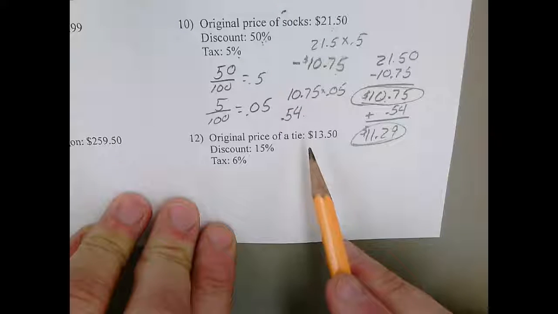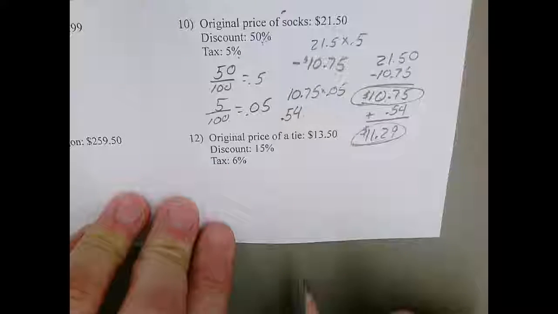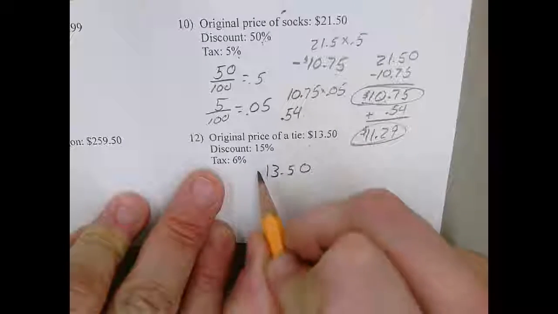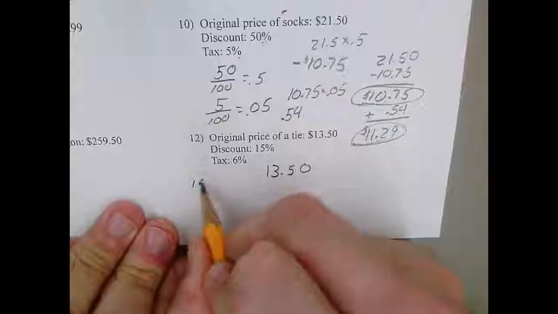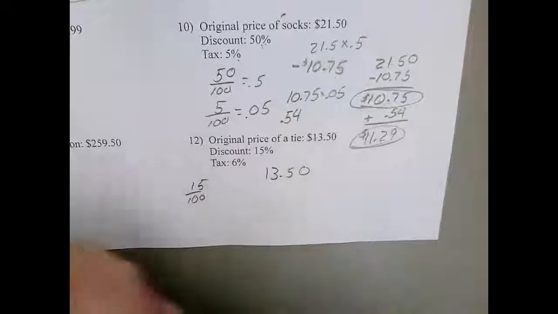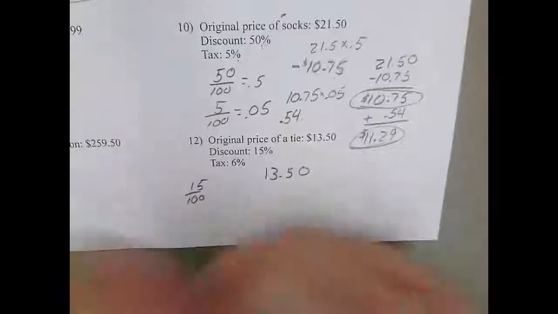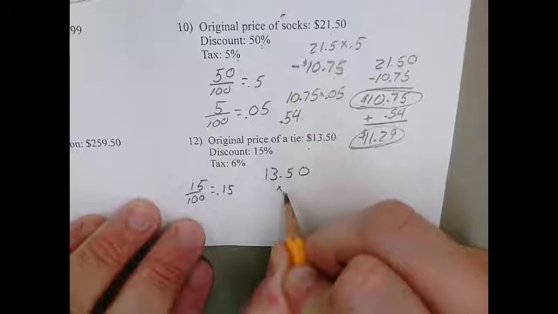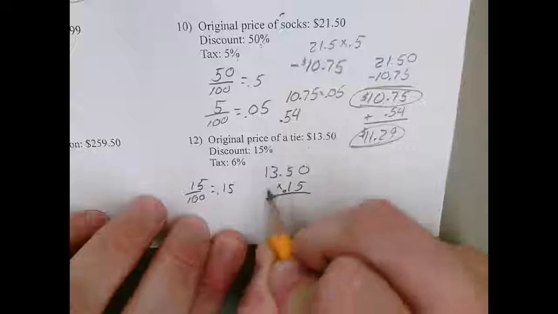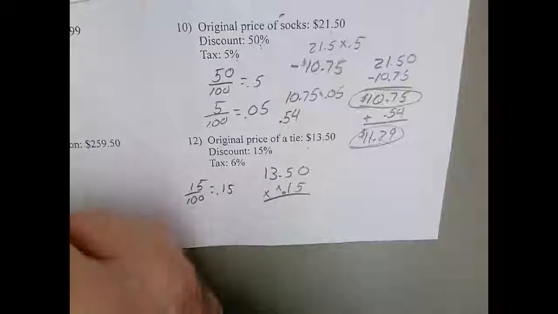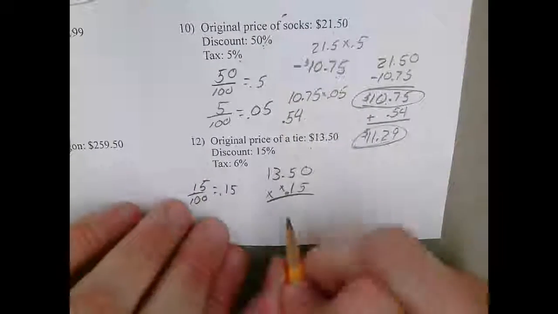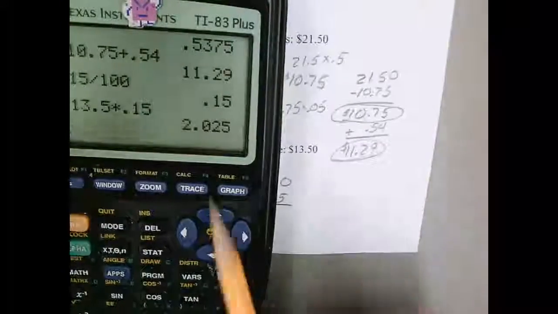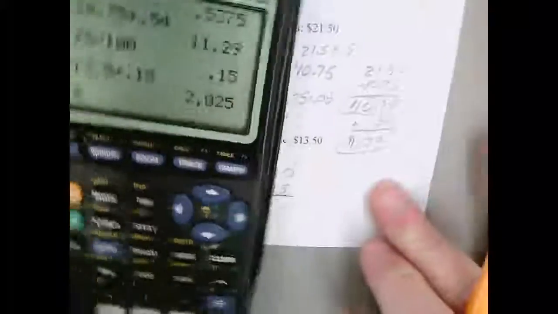So again, the price of the tie is $13.50 with a 15% discount. We're going to figure that out first. So $13.50, we're going to take 15 divided by 100, which is 0.15, and we'll multiply that by our original sales price. I'm going to get another weird number, but it's money, so we're going to round to the nearest penny. So it's really $2.03.